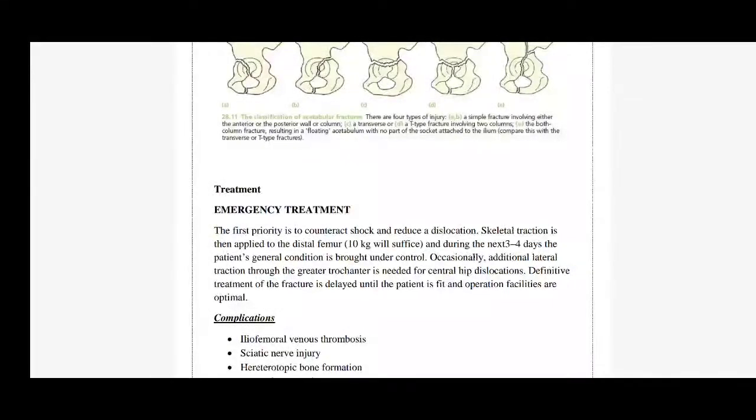After reduction of dislocation, a skeletal traction pin is then applied to the distal femur rather than the proximal tibia to allow full movement of the knee, which can accommodate 10% of the body weight, or around 10 kg, which will suffice to produce a stable hip. And during the next 3 to 4 days, the patient's general condition is brought under control. Occasionally, additional lateral traction may be needed, especially in cases of central dislocation.